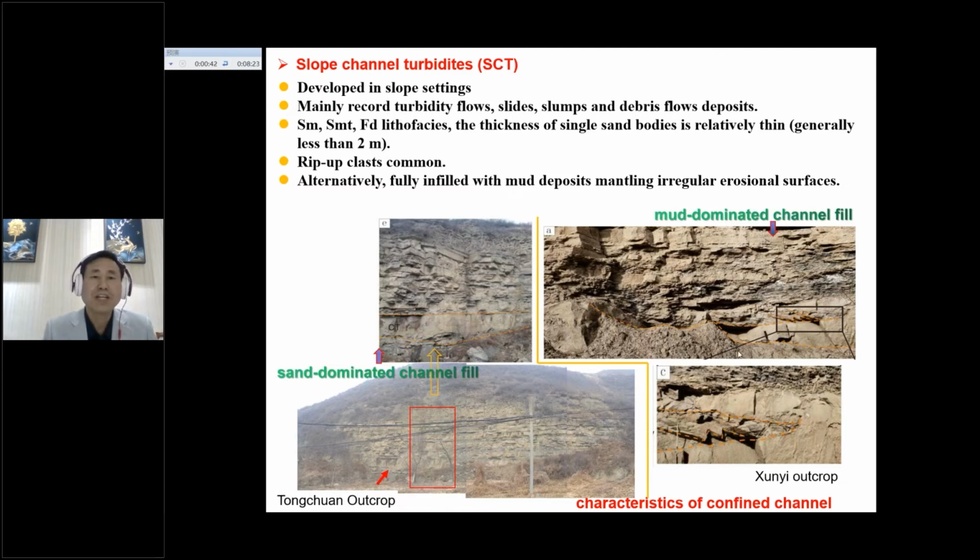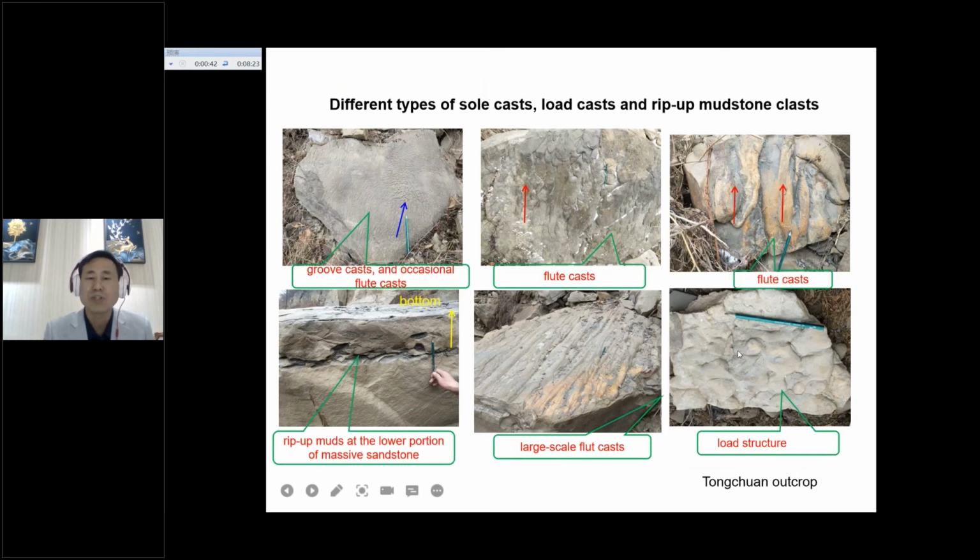And there are different types of soil casts, load casts, and rip-ups of mudstone clasts in the slope channel deposits. Obviously, strong erosion for this slope channel. And channel-levee turbidites, channel fill turbidites, superimposed medium and thin bedded sandstone with fining and thinning upward trends, massive or normal graded bodies, vary so much due to high density turbidity currents, with local sporadic debris flows.